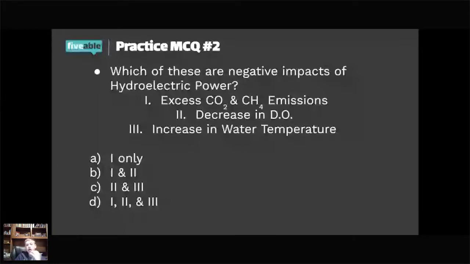Oh, I'm sorry. That was supposed to update. DO means dissolved oxygen. That was supposed to, it only fixed it on one slide. I'm sorry. Oh my gosh.